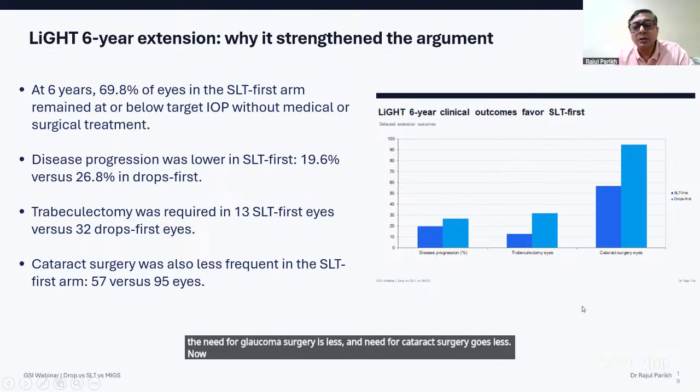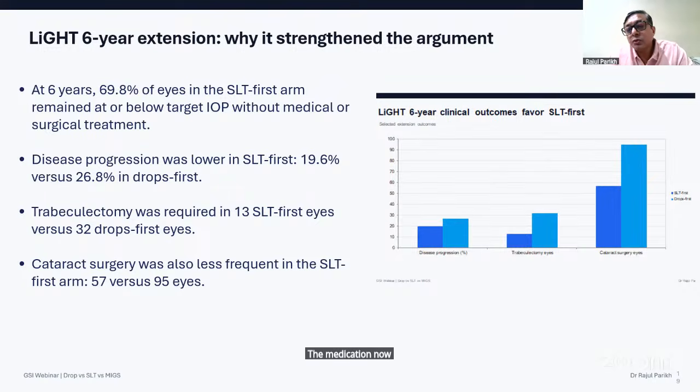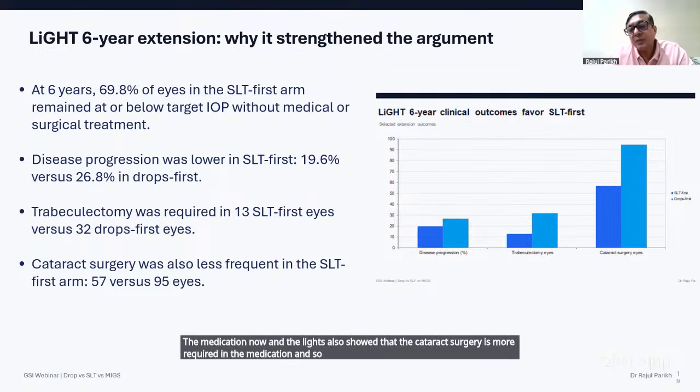Now this is of course a secondary outcome, but EMGT also had more cataract in the medication arm, and the LiGHT study also showed that cataract surgery is more required in the medication arm. So maybe the drugs are one of the risk factors which increases faster cataract progression. Maybe, I'm not going to talk about it, but we have to keep it as one of the factors.